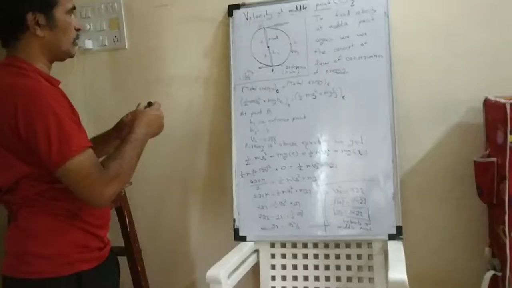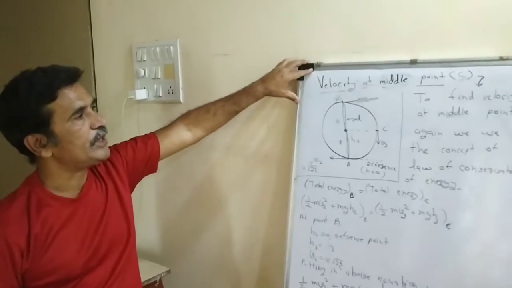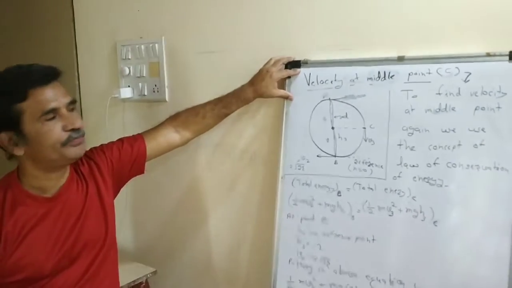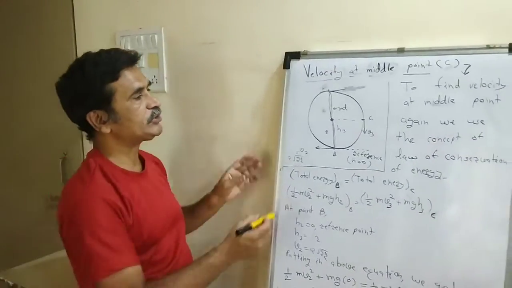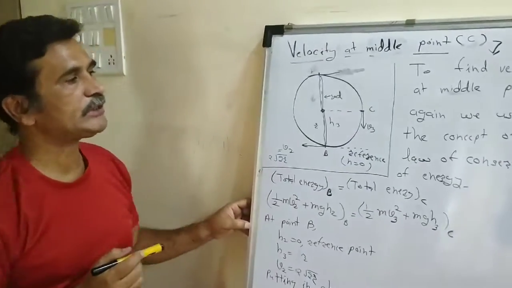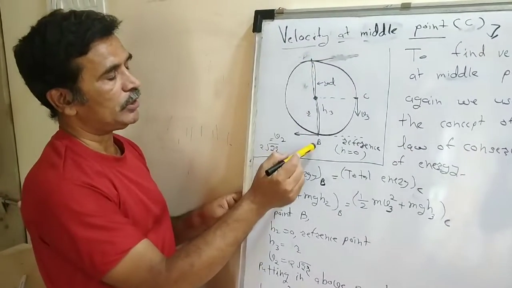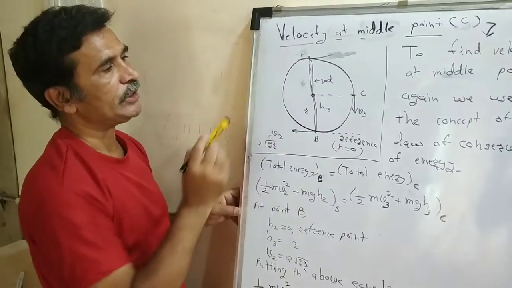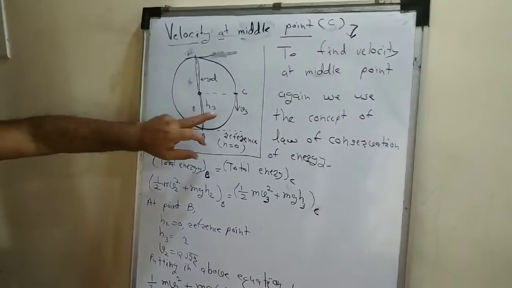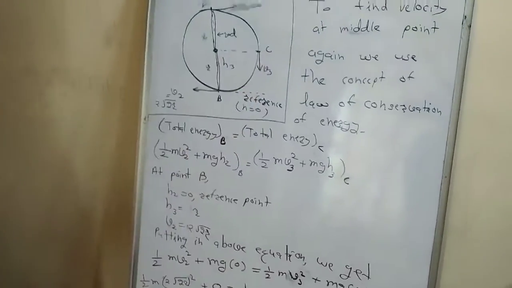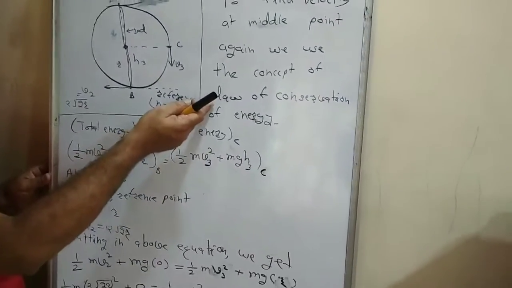Now we see the third point, that means the middle point, the horizontal point. So point C is the middle point, or we can say the horizontal point. Point A is the upper point, point B is the lower point, and point C is the middle point. Now our aim is to find the velocity expression at point C, that means the middle point.